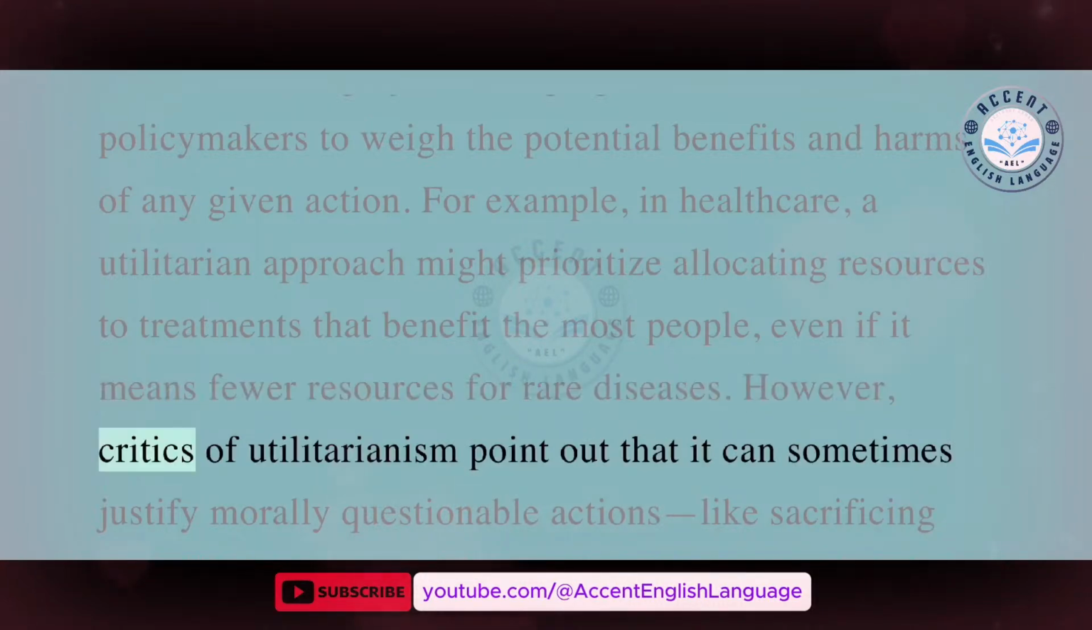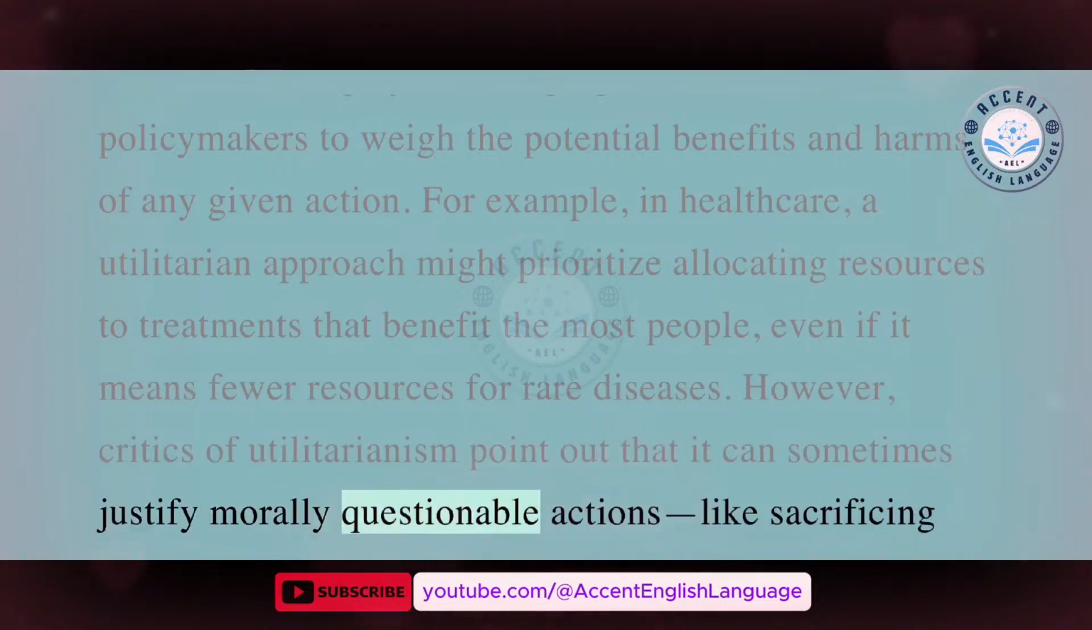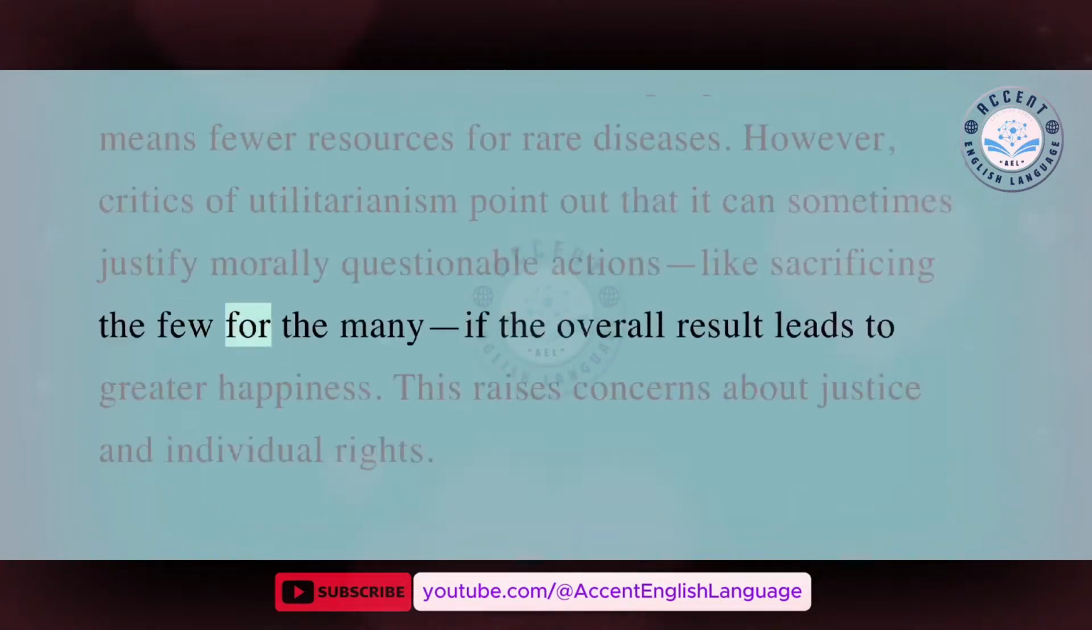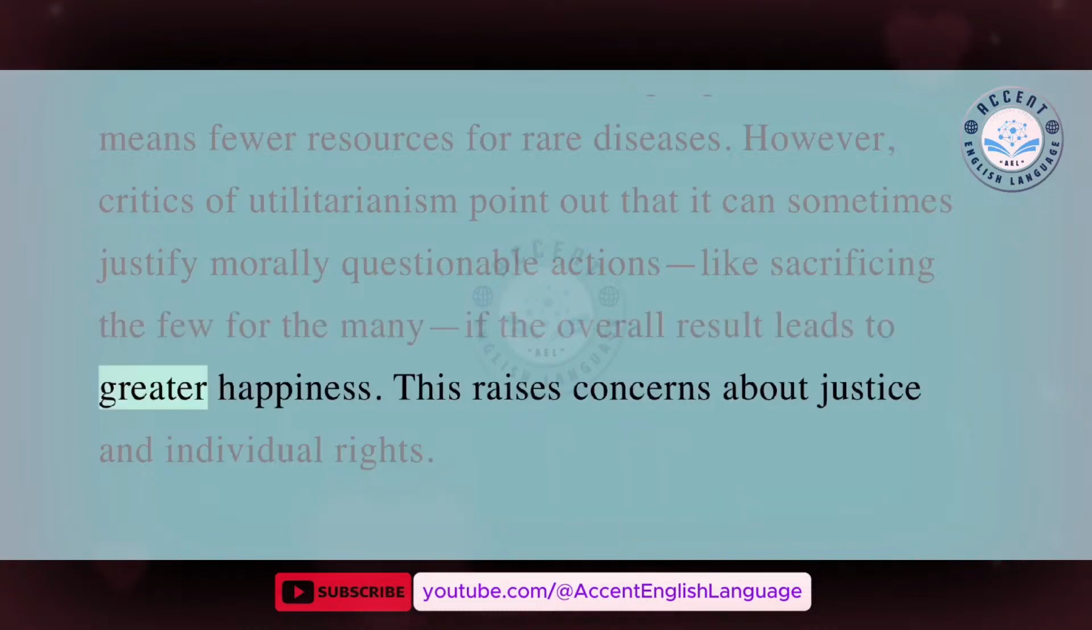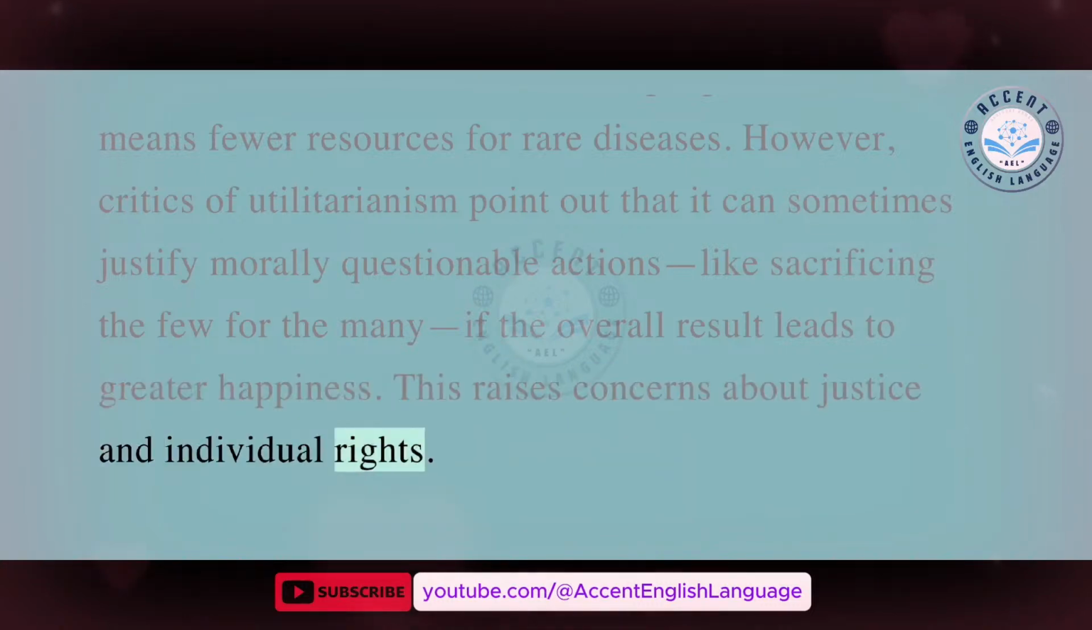However, critics of utilitarianism point out that it can sometimes justify morally questionable actions, like sacrificing the few for the many, if the overall result leads to greater happiness. This raises concerns about justice and individual rights.